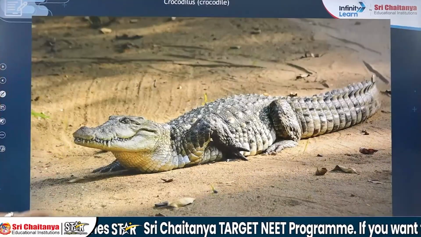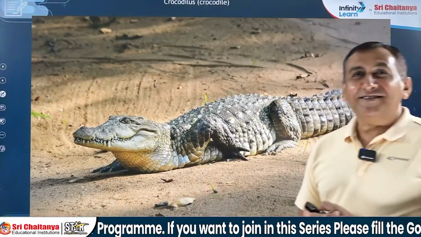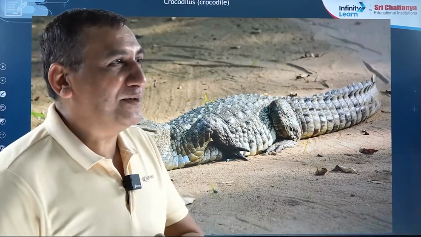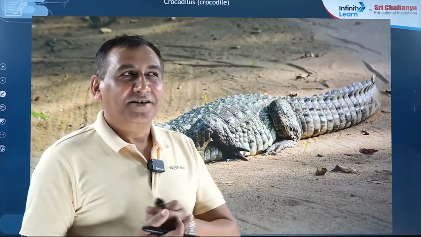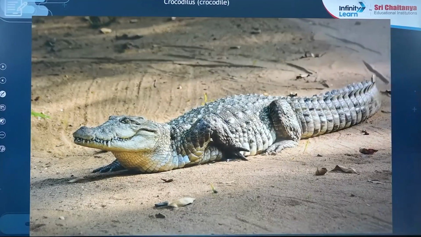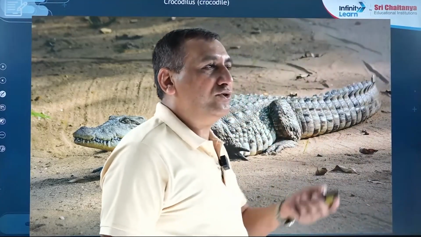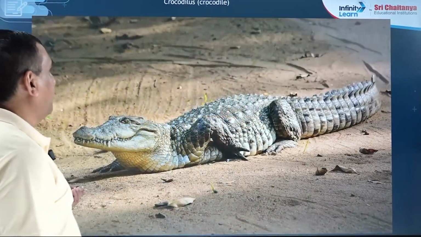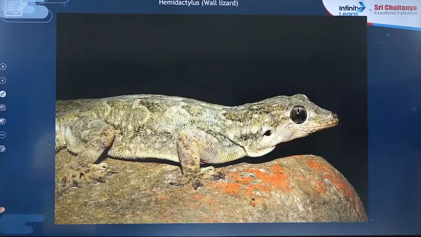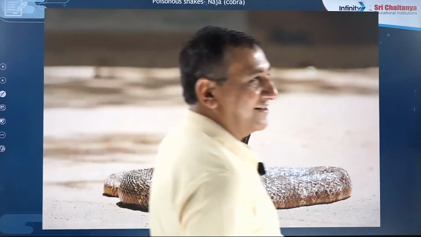Yes, very dangerous. When you go to Madras, nearby Madras, there is one crocodile park. Has anyone visited that crocodile park? So many varieties of crocodiles are there. Yes, you are writing absolutely correctly. Hemidactylus is known as the wall lizard. Yes, dinosaurs were also included in reptiles. So Crocodilus, alligator. Okay, this is Hemidactylus, wall lizard. Yes, very dangerous.